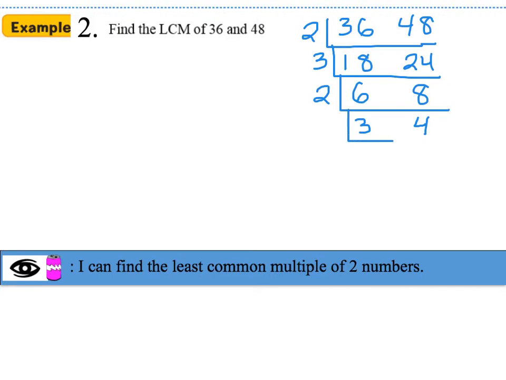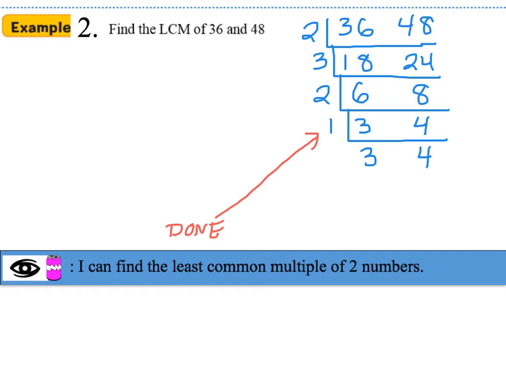Let's continue our ladder and ask ourselves what number goes into 3 and 4 evenly? Well, the only thing I can think of would be 1. 1 goes into 3 three times, and 1 goes into 4 four times. Notice we've hit a stopping point because we have a 1 on the left-hand side of our ladder.